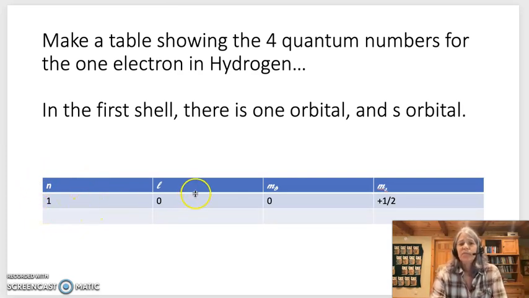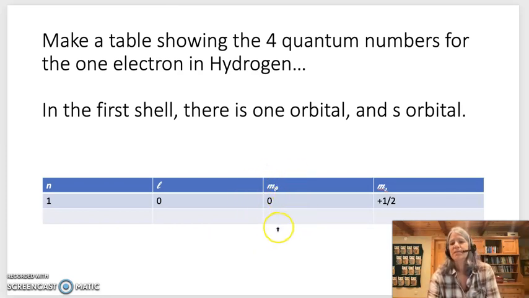It's an s orbital, and this is represented by the quantum number L. L equals 0 means it's an s orbital, and there's only one of them, so we designate that with the simplest number, which is 0. M sub L equals 0. And then the electron in there, we can give it the quantum number for the spin of +1/2. So these would be the 4 quantum numbers that we can use to designate the one electron in the atom of hydrogen. See how it works?